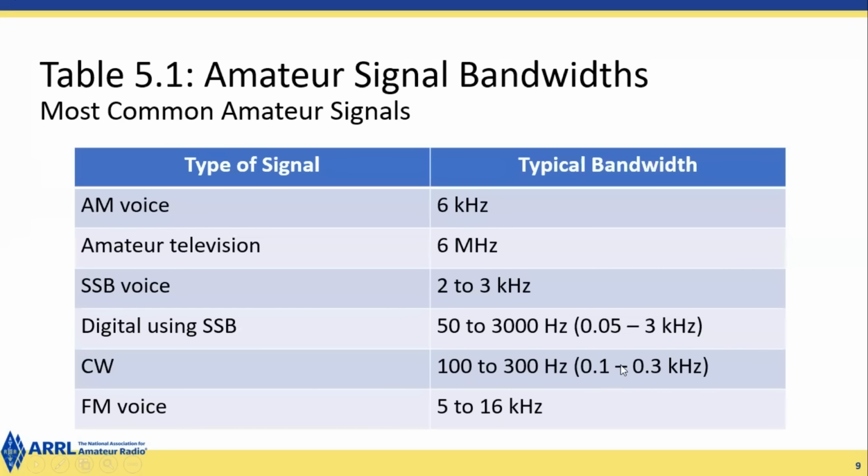Amateur signals, so here's the different types of signal types. Their typical bandwidths: AM is 6 kilohertz, amateur TV 6 megahertz. But remember, amateur TVs can be up higher. Single sideband voice, 2 to 3 kilohertz is typical bandwidth. Digital single sideband, 3 kilohertz. CW, 100 to 300 hertz, and FM voice, 5 to 16 kilohertz.